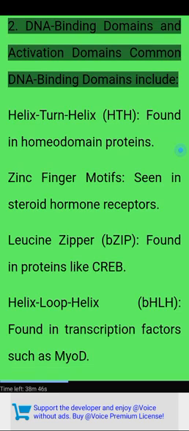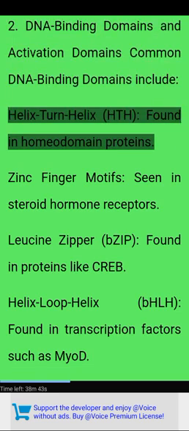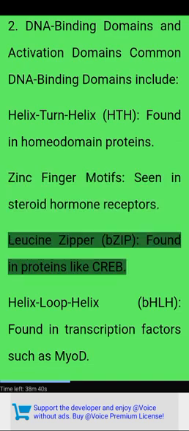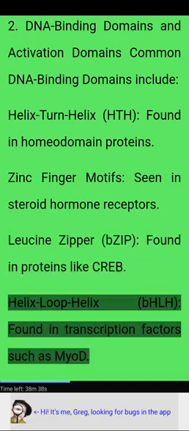2. DNA binding domains and activation domains. Common DNA binding domains include helix-turn-helix (HTH), found in homeodomain proteins. Zinc finger motifs, seen in steroid hormone receptors. Leucine zipper (bZIP), found in proteins like CREB. Helix-loop-helix (bHLH), found in transcription factors such as MyoD.